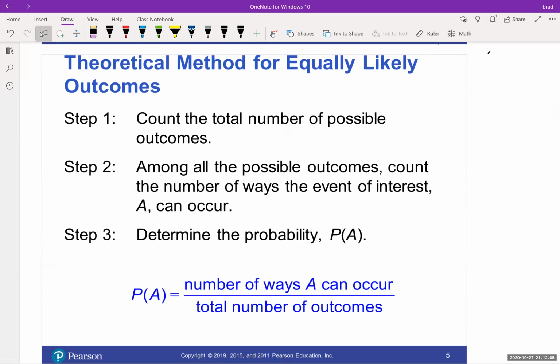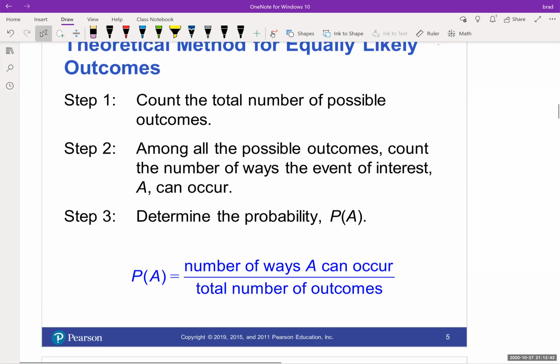Theoretical method for equally likely outcomes. So you count the total number of possible outcomes. Then among all the possible outcomes, count the number of ways the event of interest A can occur. So basically, a lot of times they call this a success. Whatever event you're worried about, you call that event A, that would be your success. And don't think of success as a good thing or a bad thing. Don't carry that connotation with it. Just think of success as what you were looking for versus what there is total. Okay. And then it says determine the probability of A.